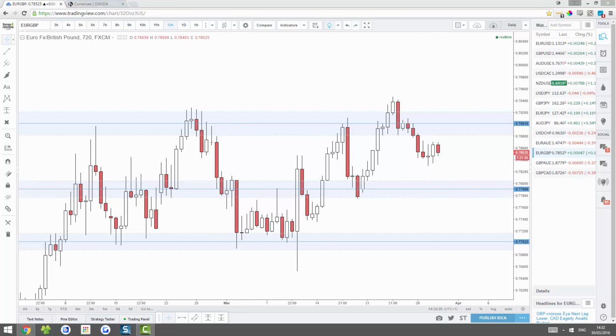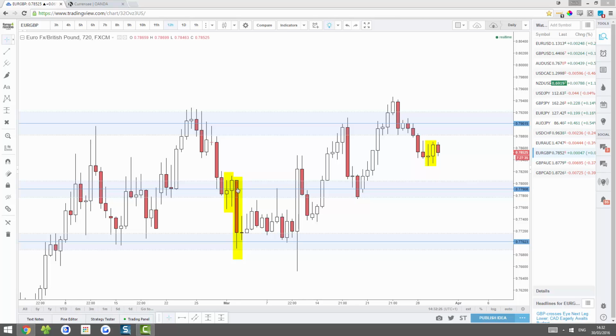Look at those two there. Wait, let me highlight them for you. So look at these two things here. They almost look exactly the same. And it continued down this time.